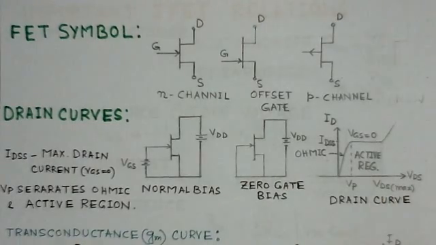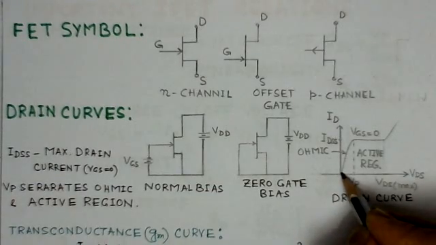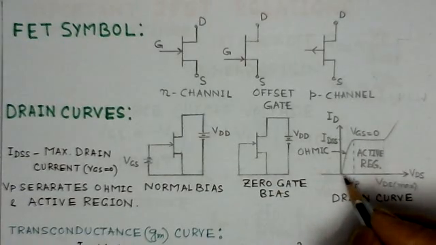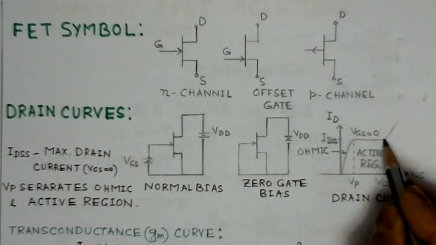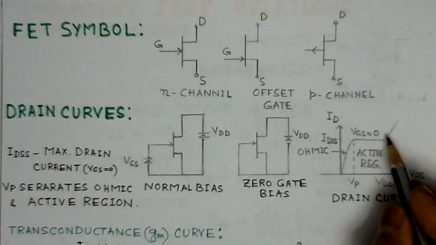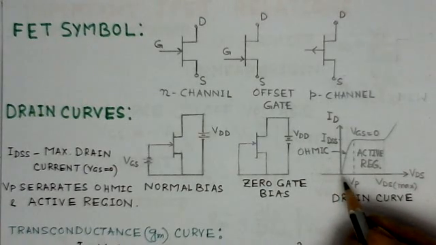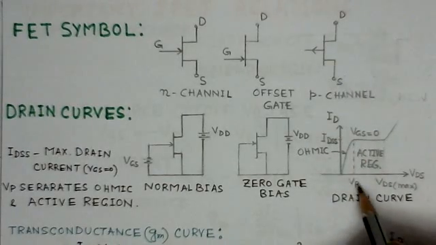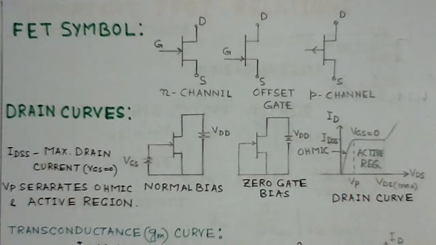If we observe this characteristic, we note the initial region, from here up to VP, is said to be the ohmic region, and from VP to this flat region is said to be the active region of the junction FET. So what we observe here is that VP is the voltage that separates the two regions, the ohmic region and the active region.